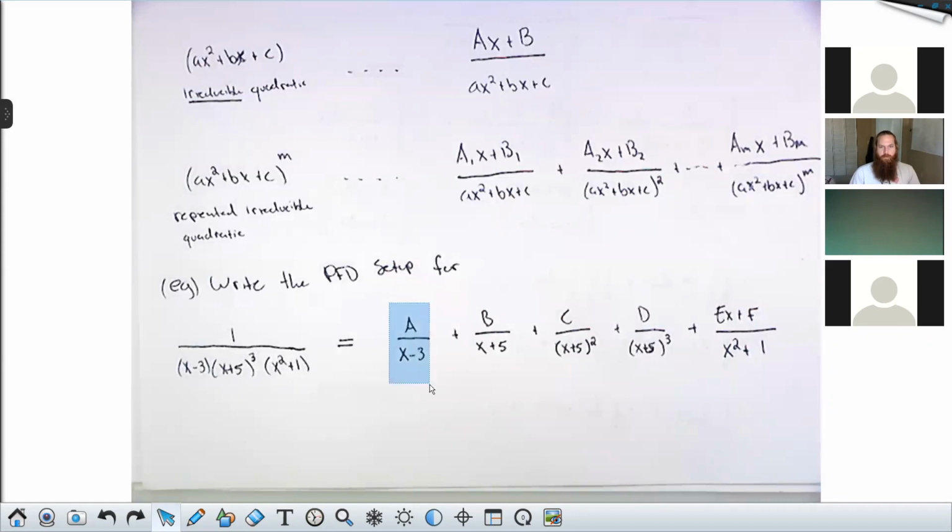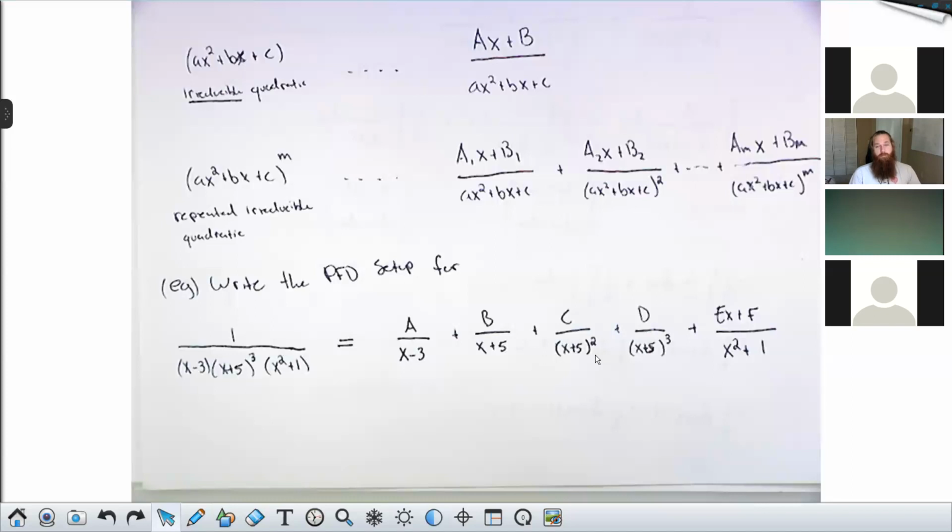The x minus 3 factor contributed this term. The x plus 5 cubed factor contributed all three of these. And the x squared plus 1 factor contributed this. Notice that the degree of the denominator here is 1 plus 3 plus 2 is 6. And you would have to find 6 constants. You would have to solve a 6 by 6 linear system to fully perform this partial fraction decomposition.